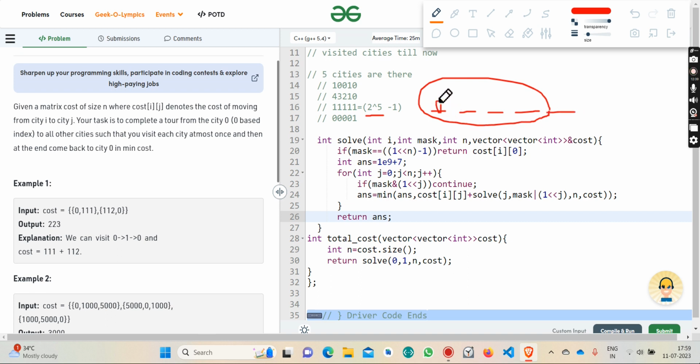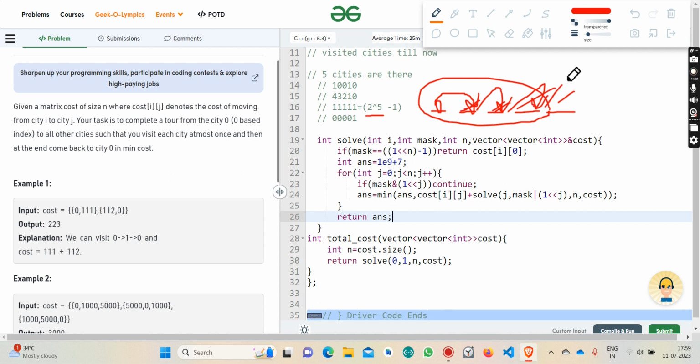I am at city 0. I can go to this, I can go to this, I can go to this, I can go to this. So I can go to this first, or this first, or this first. Whenever I am at a city, this will be the condition that I will have to choose which city I have to proceed on.